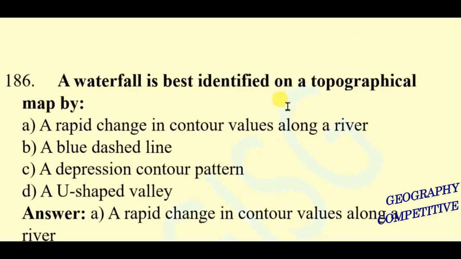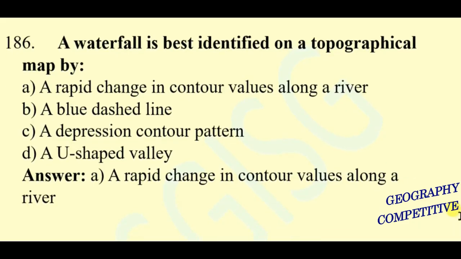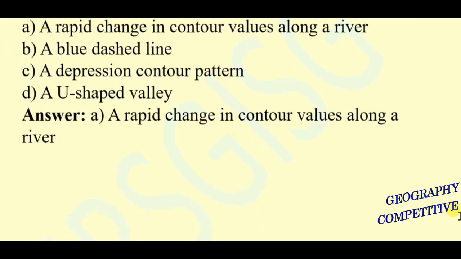Question 186. A waterfall is best identified on a topographical map by: a rapid change in contour values along a river, a blue dashed line, a depression contour pattern, a U-shaped valley. Here the right answer will be a rapid change in contour values along a river.